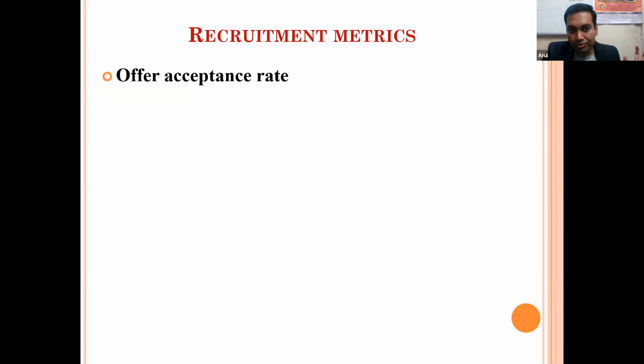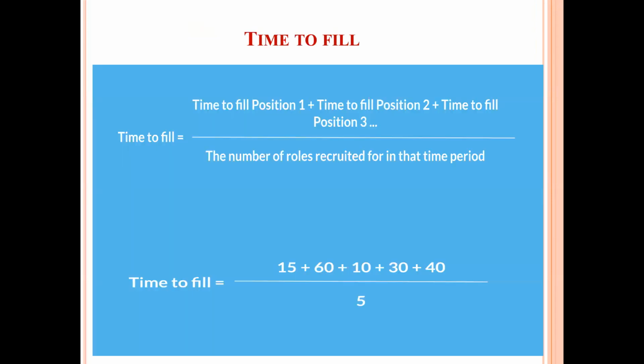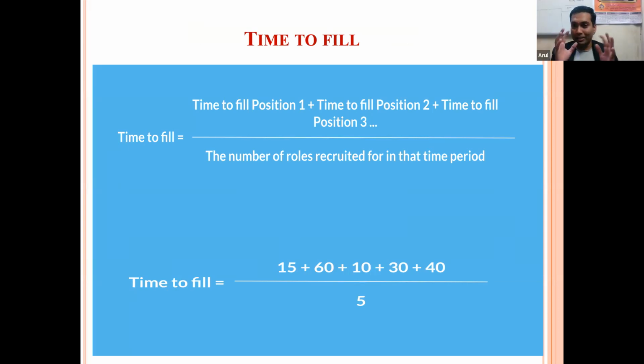So this is time to fill. Next, offer acceptance rate. This is a very interesting metric. Any idea what is offer acceptance rate? Yes, ma'am, please. Sir, in the previous formula we have summed all the positions and then divided by the total number of jobs. Isn't it that the average would be higher in this case? The average we should take of a particular profile only, a particular position only. That's what I'm telling, madam.